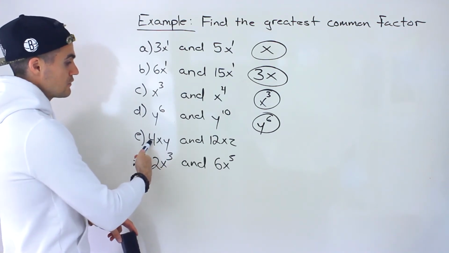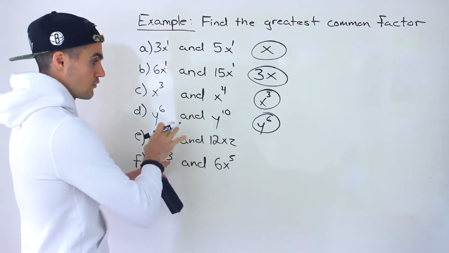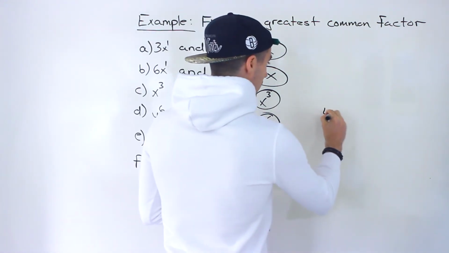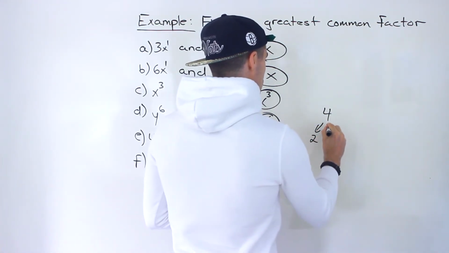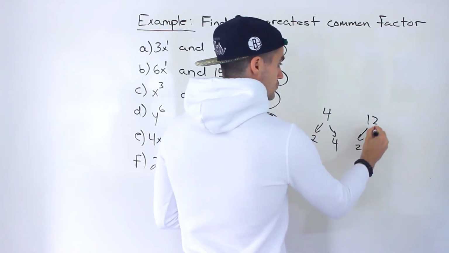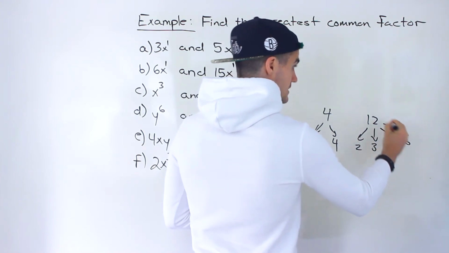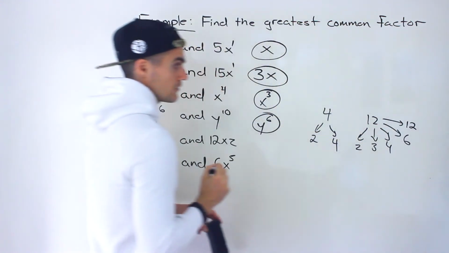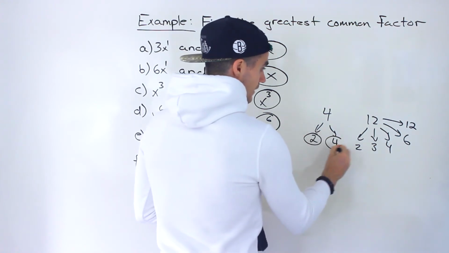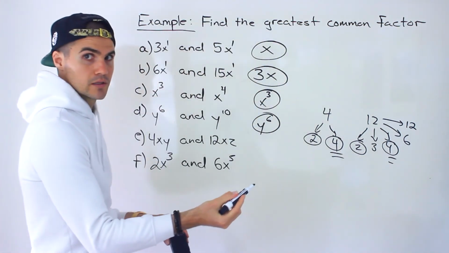Moving on to part E, 4xy and 12xz. So starting with the numbers, 4 and 12, notice the greatest common factor is going to be 4, right? Because 4 has factors of 2 and 4, and then 12 has factors of 2, 3, 4, 6, and 12. 12 has a bunch of factors. So notice that 2 and 4 are common in both, but what's the greatest one?